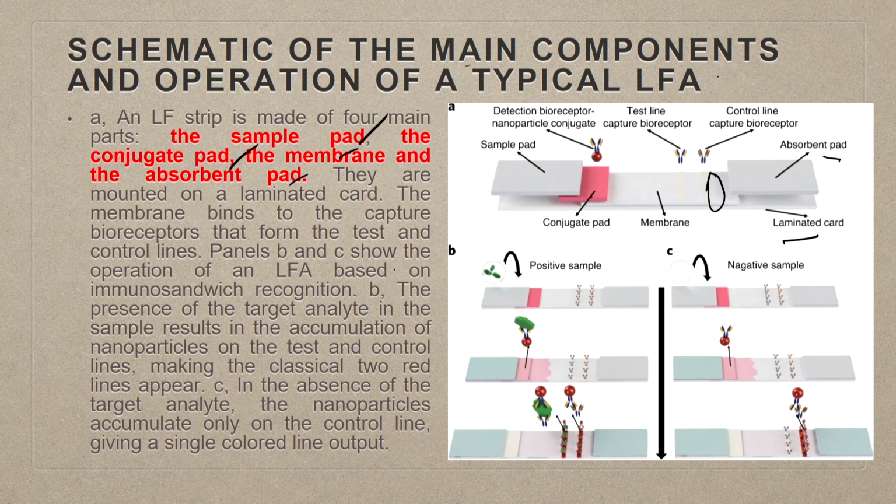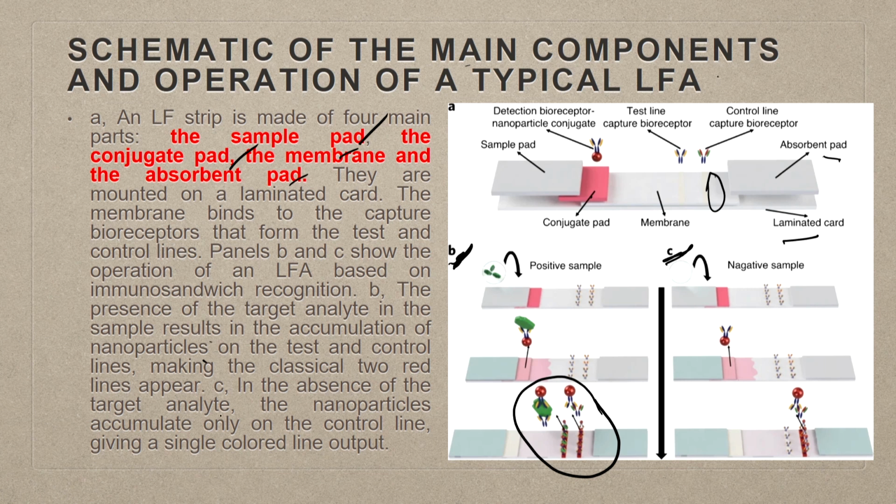Panel B and C, you could follow, this is the B and this is the panel C, shows the operation of an LFA based on immunosandwich recognition. In the B, the presence of target analyte in the sample results in accumulation of the nanoparticle on the test and control lines, making the classical two red line appears, as you could see out here.